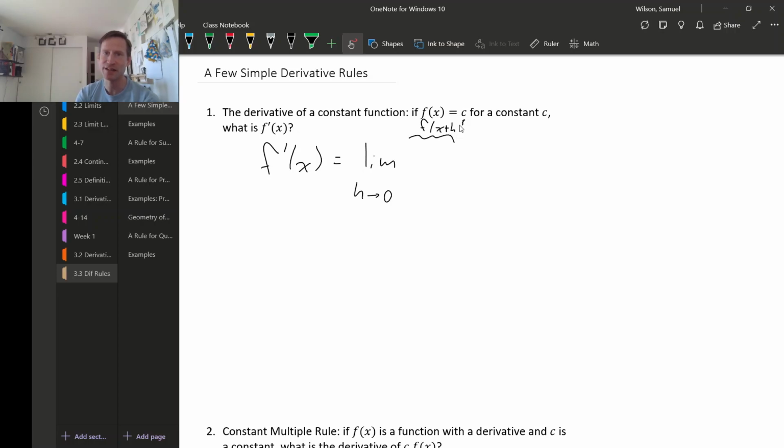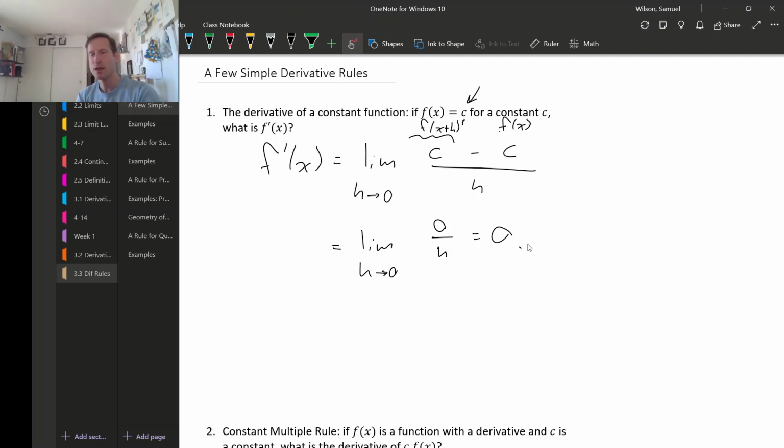We need f of x plus h right here. But since f is the constant function, f of x plus h is just c, minus f of x. But again, f of x is the constant function, and so it just produces c, over h. So this is the limit as h goes to 0 of 0 over h. That's 0. So now we know that the derivative of a constant is 0.